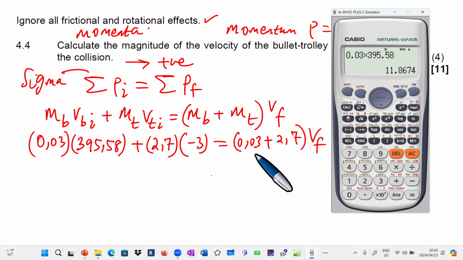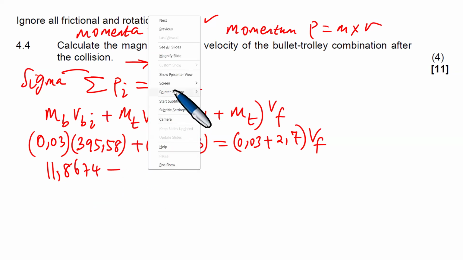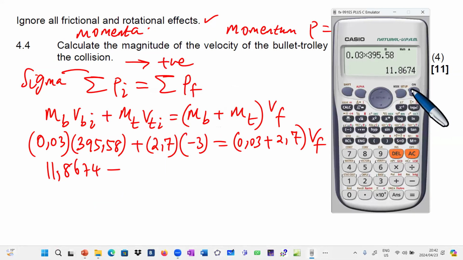So we are seeing that if you multiply 0.03 times 395.58, we're getting 11.8674. Can use a decimal comma. Okay, let us do the other one right now. So we're going to press on here. Then we're going to do 2.7 times 3, which is minus 8.1.